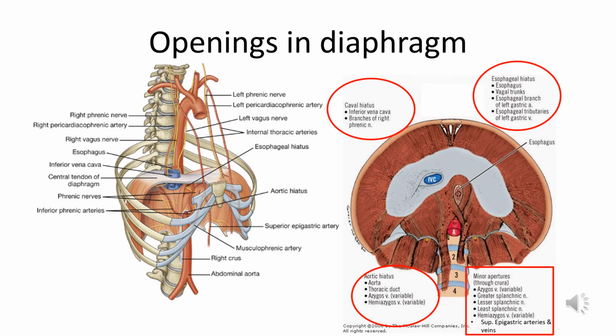The third opening is the aortic hiatus or aortic opening, which is located in the posterior part of the diaphragm between the left and right crura. The main structures that pass through this hiatus are the aorta and the thoracic duct.